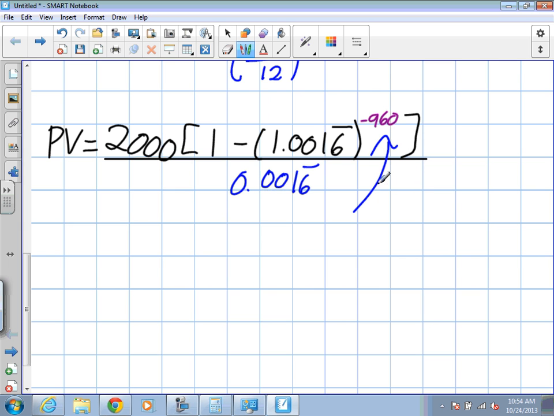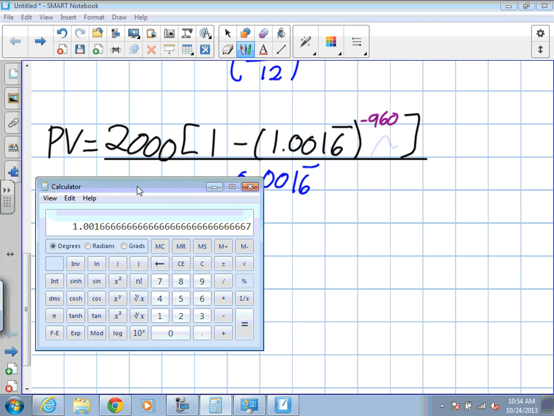That's a very large pattern. Okay? So I'm going to put this to the power of 960 when it's negative. Okay? So negative 960 is equal to 0.2021.